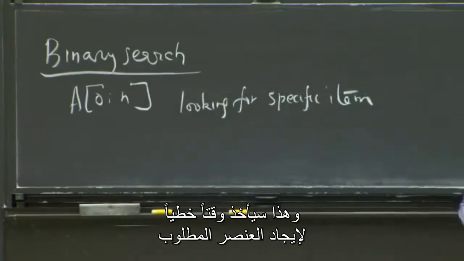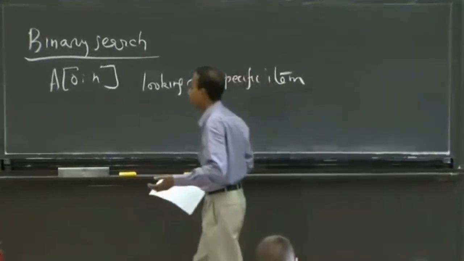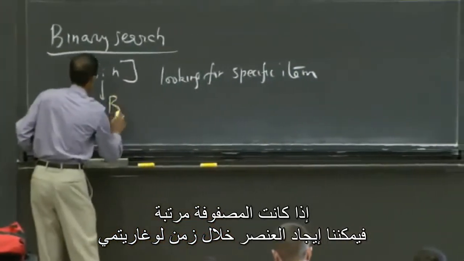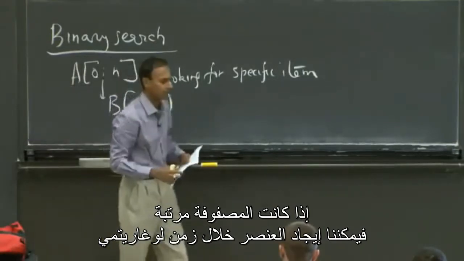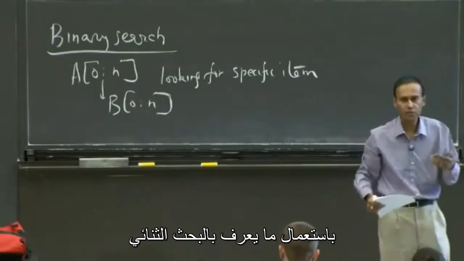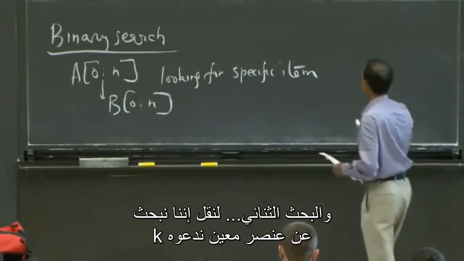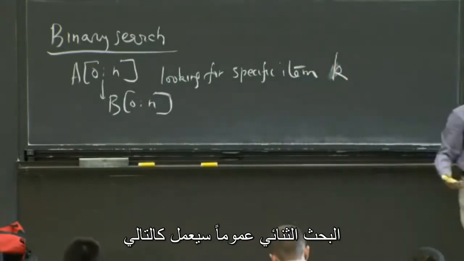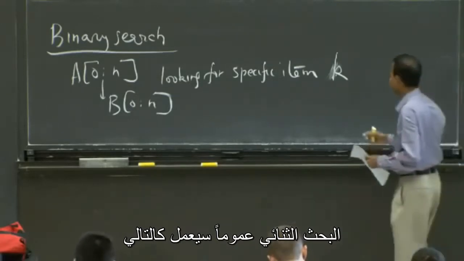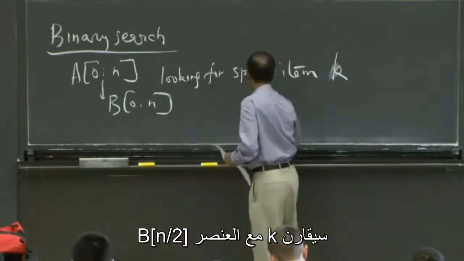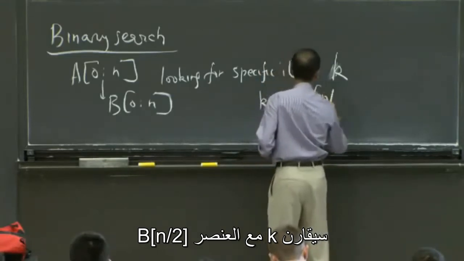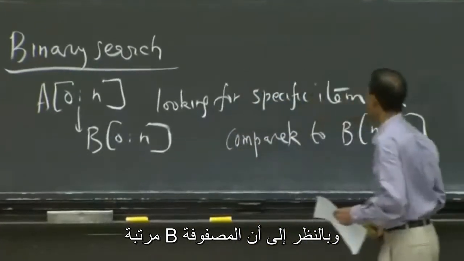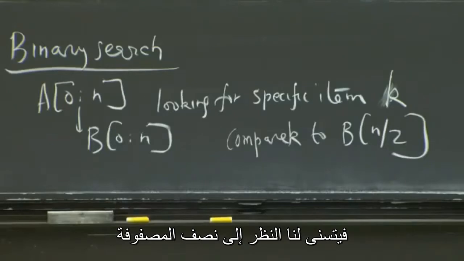You could obviously scan the array, and that would take you linear time to find this item. If the array happened to be sorted, then you can find this in logarithmic time using what's called binary search. Let's say you're looking for a specific item, let's call it K. Binary search, roughly speaking, would work like this: you compare K to B of n over 2, and decide, given that B is sorted, you get to look at 1/2 of the array.